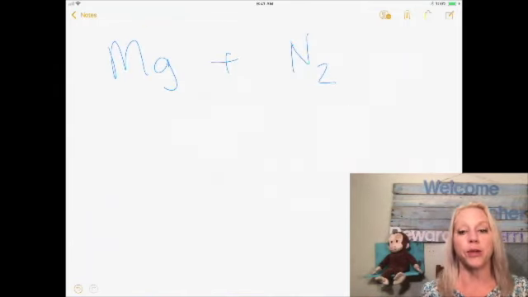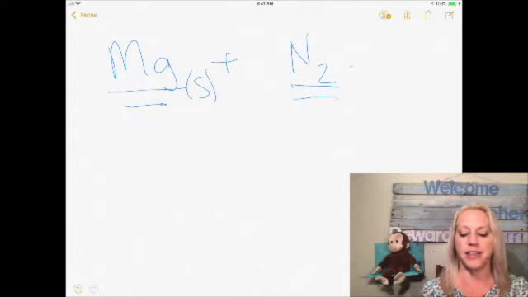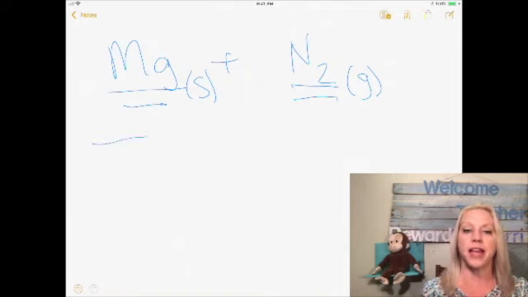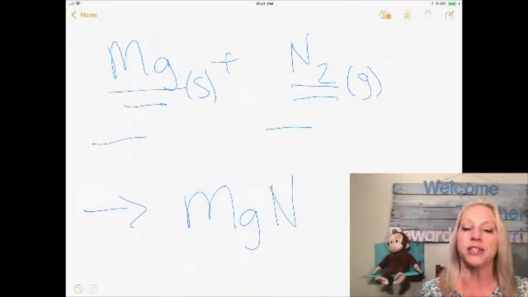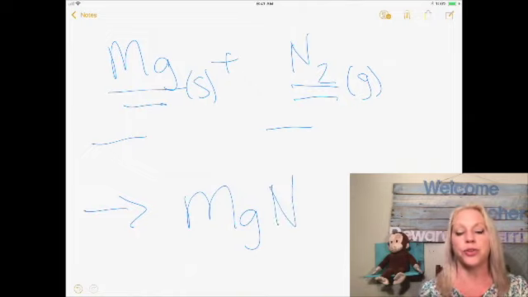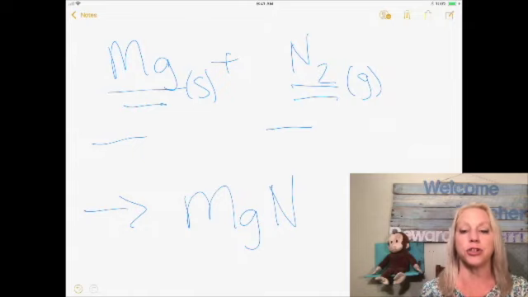Okay, our second example. Here we have magnesium, which is a metal, and nitrogen, which is a gas. So we could say this is a solid and this is a gas. We want to determine what the product will become. Since we have a metal and a non-metal, we have to be forming an ionic compound. So we know we're going to have Mg and N, but we need to figure out what's going to make this compound neutral. Looking at the periodic table, magnesium will always take on a +2 charge, whereas nitrogen will always take on a -3.